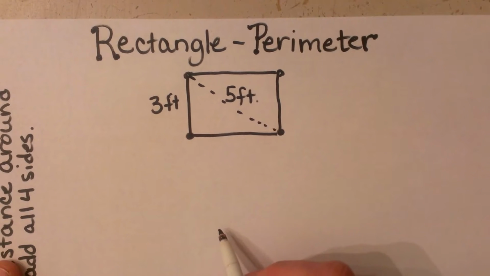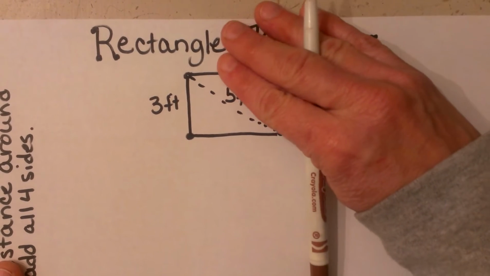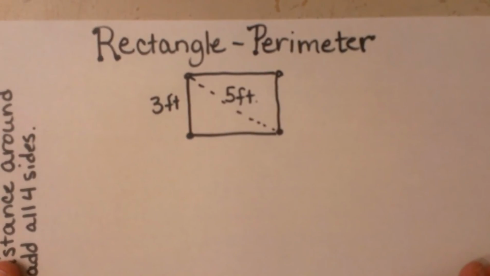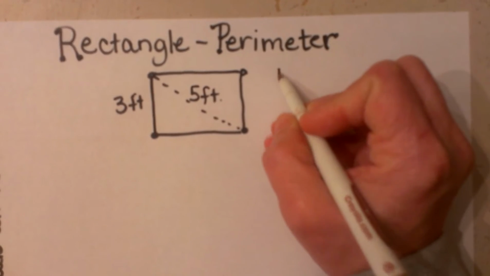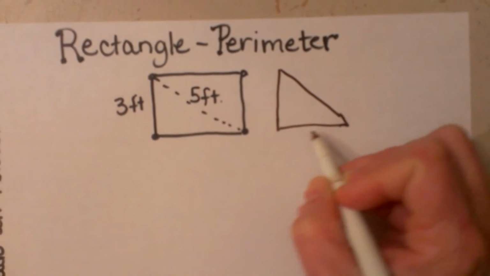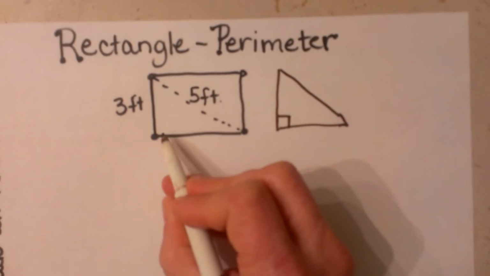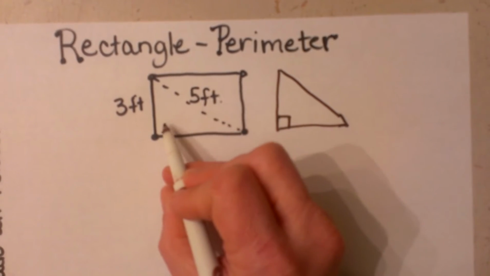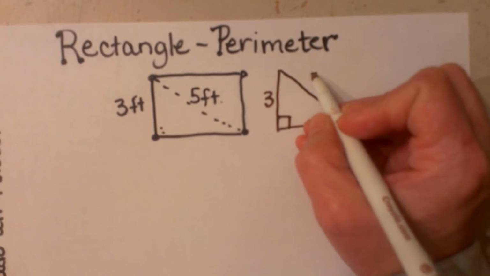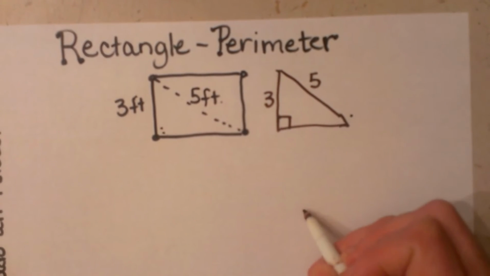Well, what I'm going to do is focus on half of my rectangle. So I'm going to cover half of it up, and look at this triangle. Let me draw that triangle outside of the figure so we can see it a little more clearly. I have a right angle right here, because we know we have a right angle at the corner of a rectangle. We have a height of 3, and this diagonal, this 5.